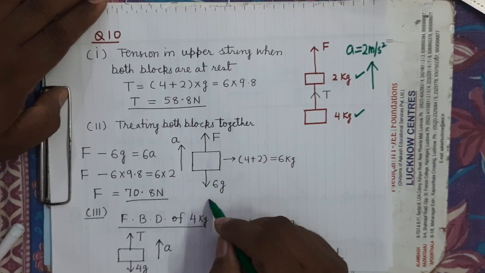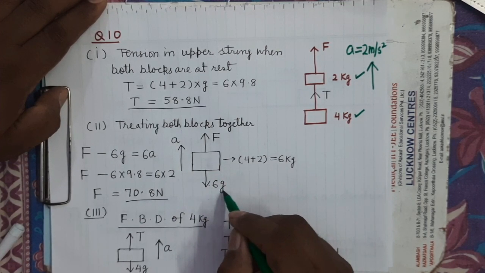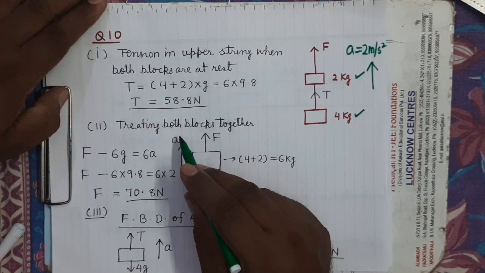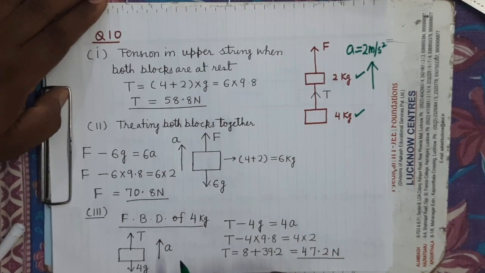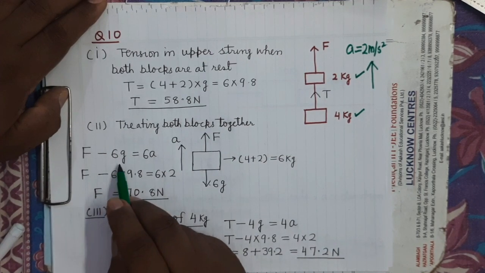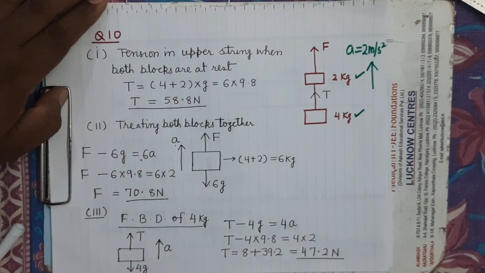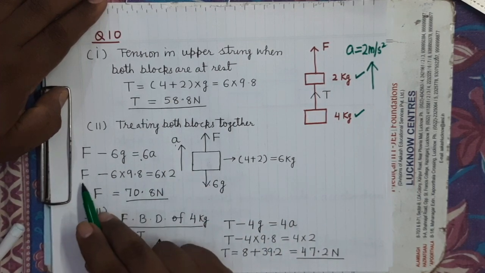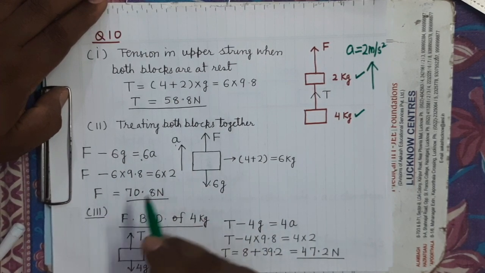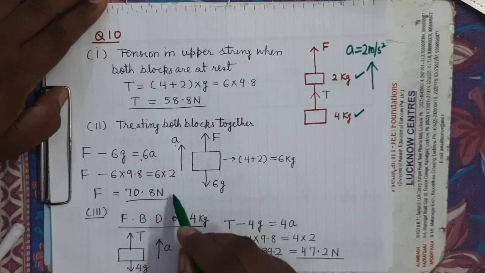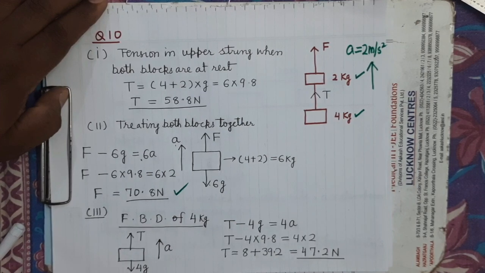6 kg is acting in the downward direction. 6 m into g, that is 6 into g, is acting downward. F is acting upward, and since it is going upward, F will be bigger. So F minus 6g equals its mass into its acceleration, that is 6 into a. Now substitute the values. F minus 6 into 9.8 equals 6 into 2, since a equals 2. So F will come out like this.